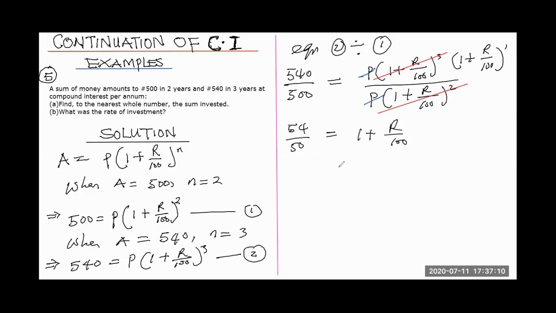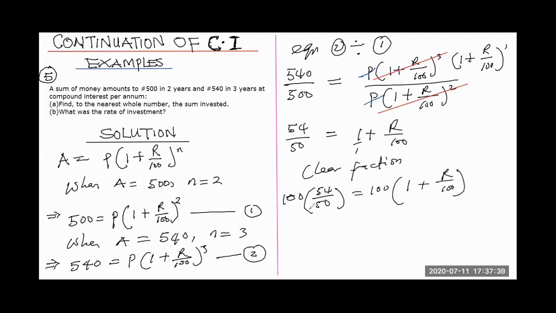And of course, what do we do next? We can clear the fraction by multiplying both sides by the LCD, which is 100. So when we do that, what do we have? We have 100 times 54 divided by 50 is equal to our right hand side, 100 multiplied by 1 plus r over 100. And of course, 50 we cancel, 100 remains 2 times 54.